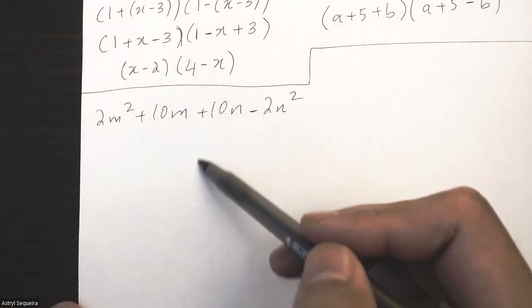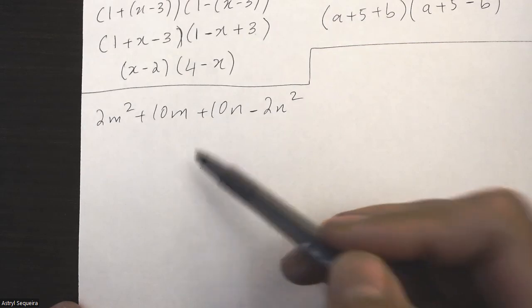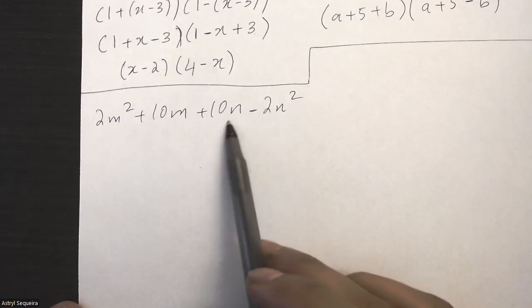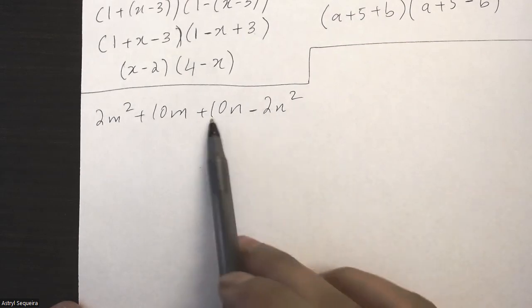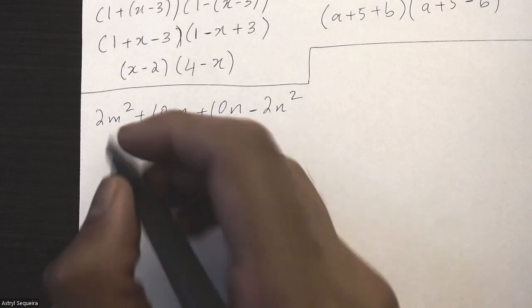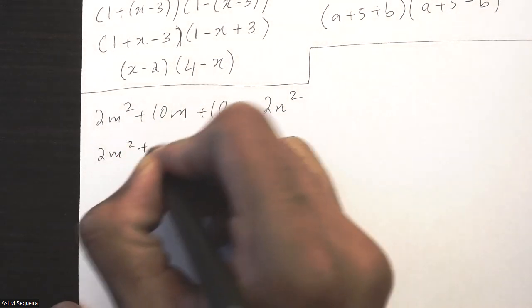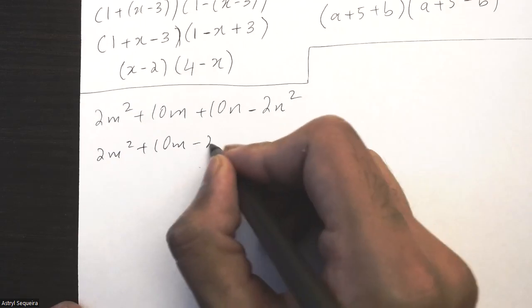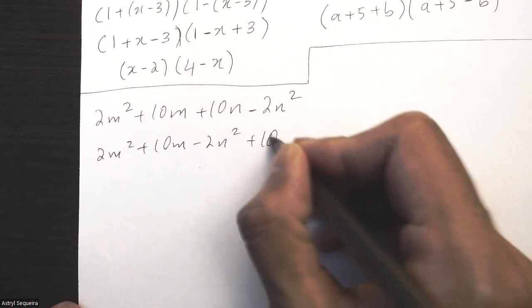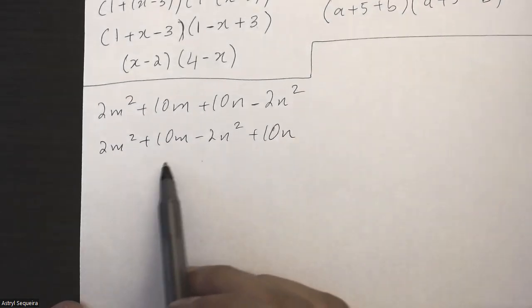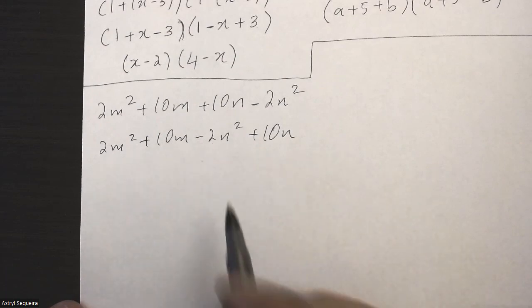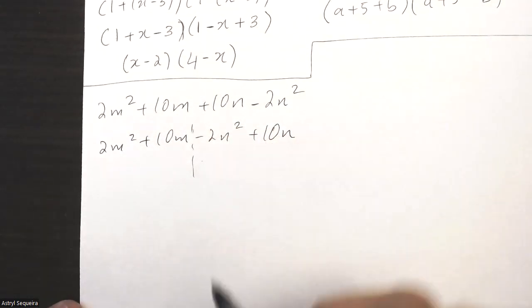If I group this in the middle, it doesn't look like it's going to work, but you might think that's because this is out of order, right? So let's actually rearrange this a bit to see 2m squared plus 10m minus 2n squared plus 10n. And now it kind of looks similar. So let's try grouping in the middle, see if that works or not.